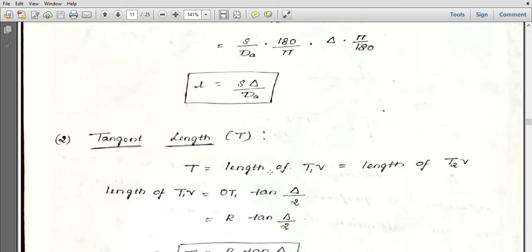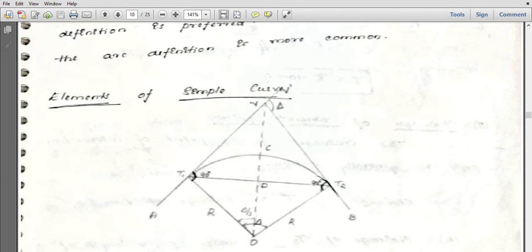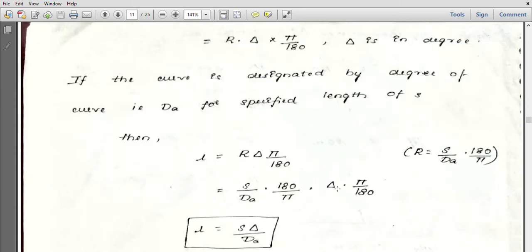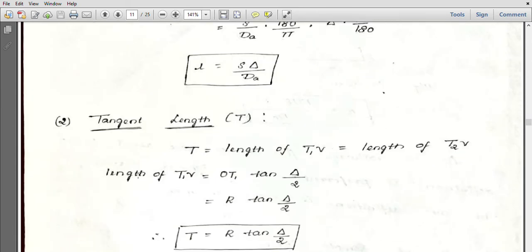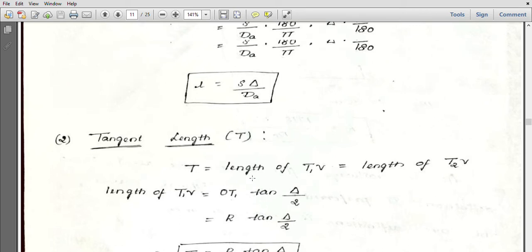Let's move on to the second element, that is the tangent length, T. T is equal to the length of T1B and the length of T2B. In this figure, the tangent length is equal to T1B and BT2, denoted by capital letter T. For the length of T1B, we will take the triangle T1BO. In this triangle, this angle is 90 degrees, we want T1B, and this angle is delta by 2.